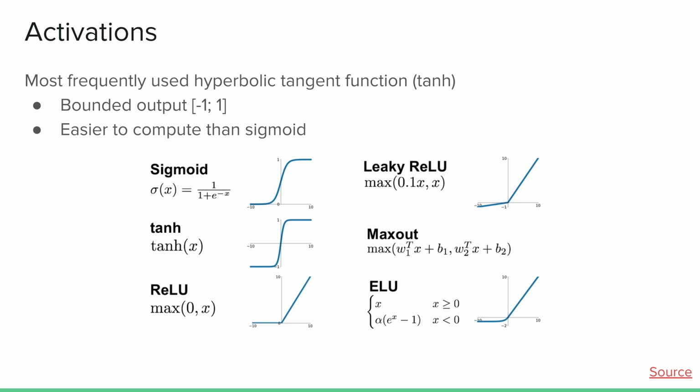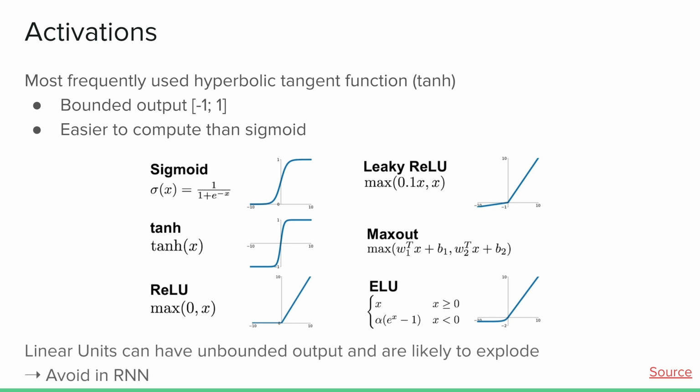So we've already seen the sigmoid activation function, but there are also the leaky ReLU and ReLU, and something like the hyperbolic tangent function, which is actually the most common one for recurrent neural networks because it's easier to compute than the sigmoid. And we would like to have a bounded output between -1 and 1. Because think about the following.